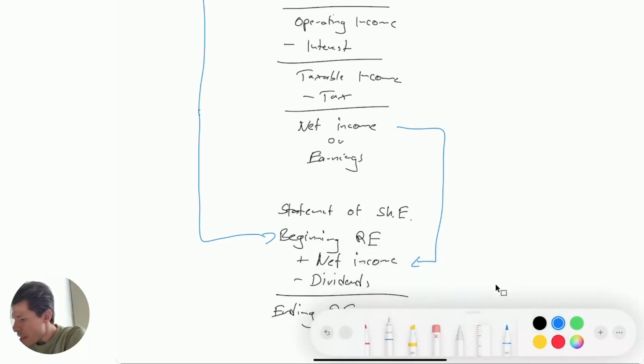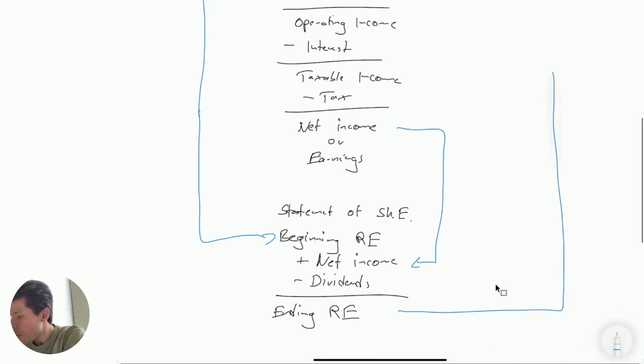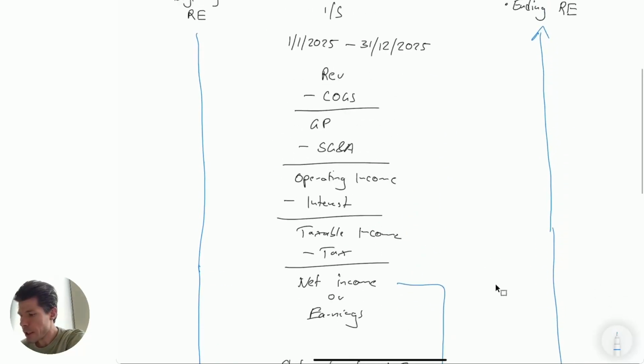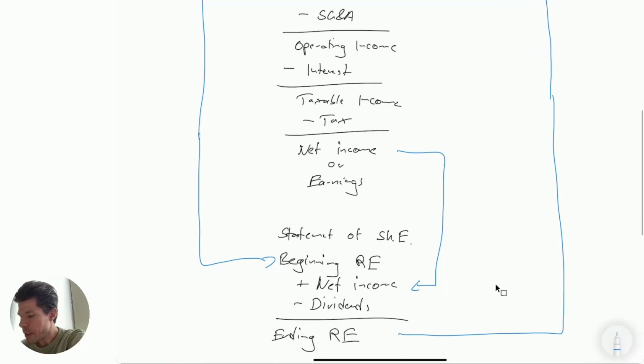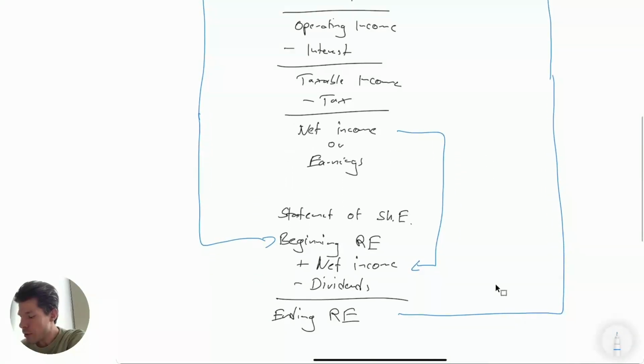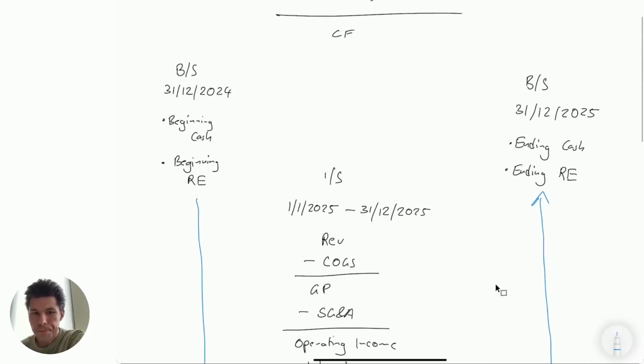which then goes, if we go up, goes in here. So this is the first connection between income statement and balance sheet, the retained earnings portion. Retained earnings plus net income of this period minus dividends equals ending retained earnings.